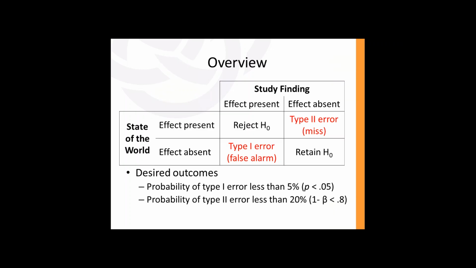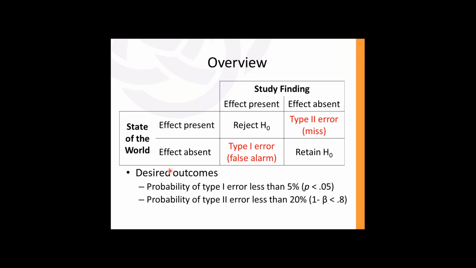Okay, so just to quickly summarize what we've looked at so far, we've got two issues here, right? We've got the state of the world on one hand, and we've got your observation, the finding of the study. And these two can be at odds, right? So first off, if in the real world the effect is present and your study finds that the effect is present, great. You reject the null hypothesis. This is where we're always looking for that p less than 0.05 finding, right?